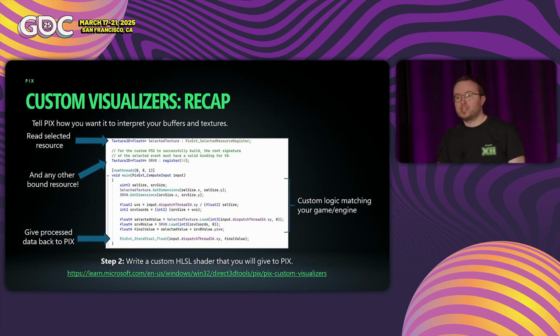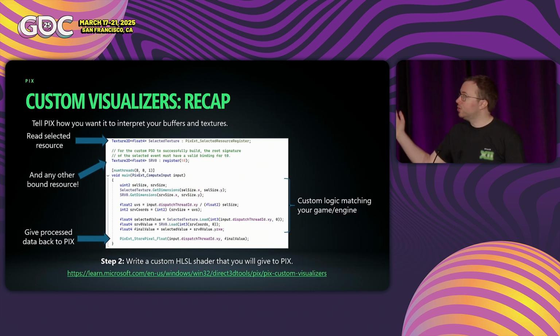The great power of custom visualizers is that you're not limited to reading just the resource that we're trying to visualize. You can read anything else that you would have had bound to that draw. If you're using the resource descriptor heap with Shader Model 6.6, that may be access to literally any buffer or any texture in the resource descriptor heap. So if one texture provides the bounds to display another texture, then you can read those bounds from texture A and reinterpret texture B in that way.